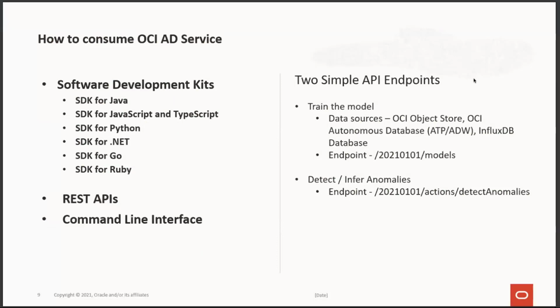So how can developers and applications consume the anomaly detection service? There are two simple steps. The first step is to train an anomaly detection model using business-specific data. Every business or every customer may have data that is collected from sensors, etc. And this time series data can then be used to train a specific anomaly detection model. Once the model gets trained, the next step is to infer or detect anomalies from data points that are received from sensors and other devices in real time.